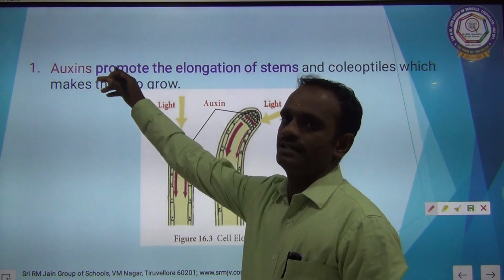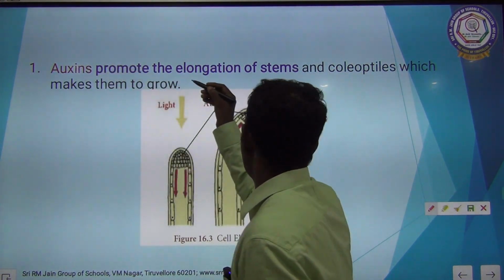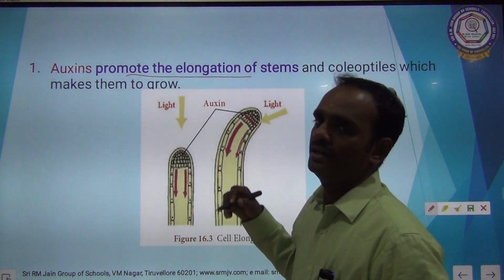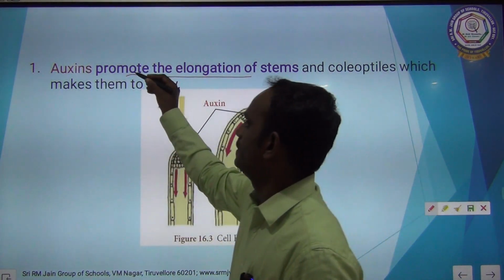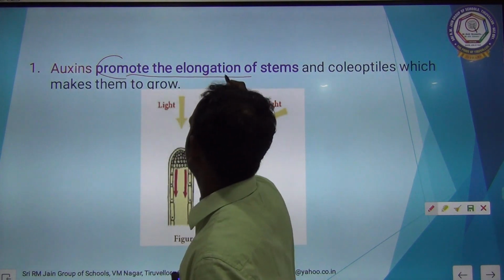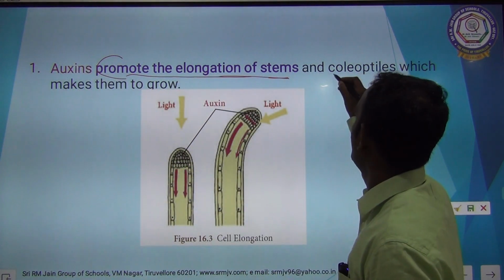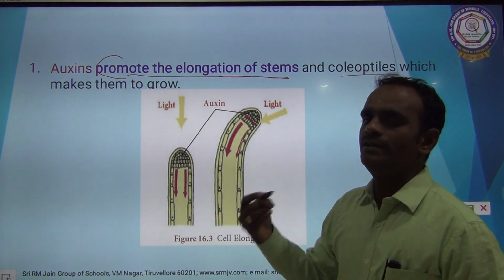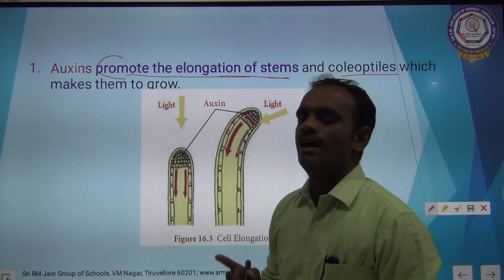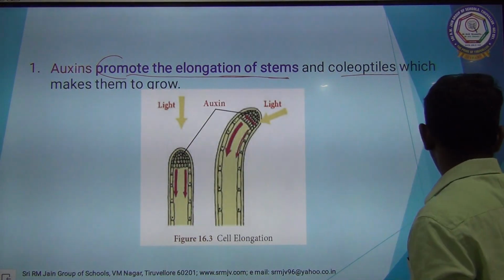So first, physiological effects. Auxins promote elongation. We already discussed elongation. It promotes plant growth. So auxin plays a very important role in the elongation of stem. It promotes the elongation of stem and coleoptiles, which makes them grow. So the first main physiological effect is that auxins promote the elongation of the stems.